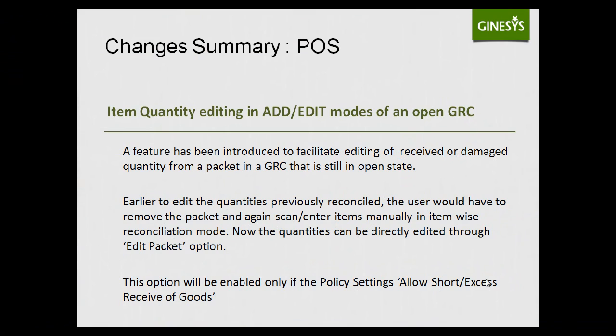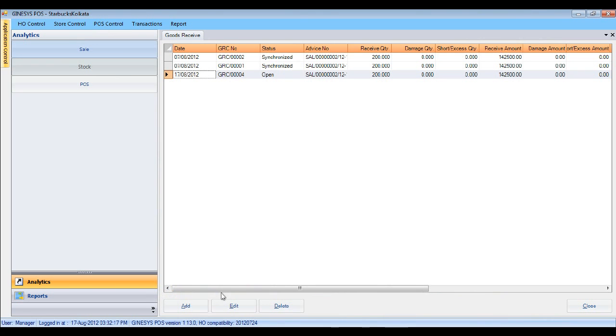However, we do need to make sure that the policy settings do allow short excess receive of goods. So as long as this is marked, we will be able to edit a GRC which is still in open state. So I'll quickly go ahead and show you what it looks like. I have here in front of me the goods received screen, and as you can see, I have one GRC which is in open state.